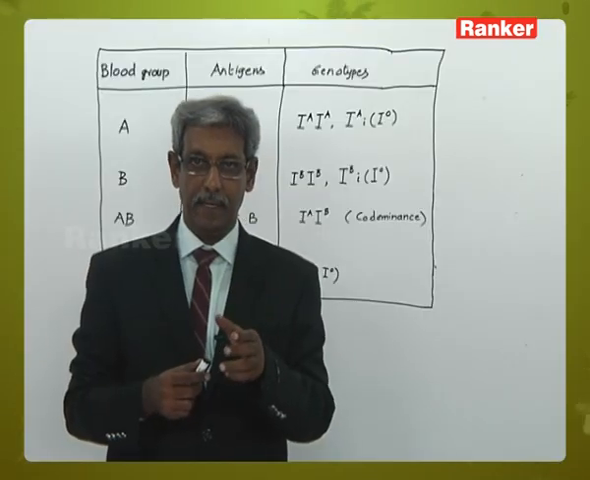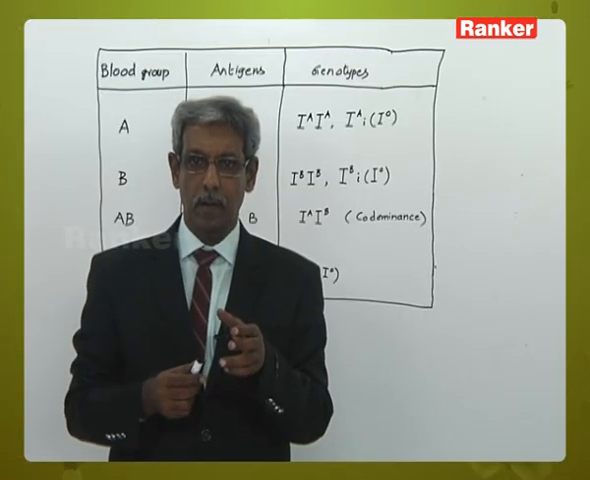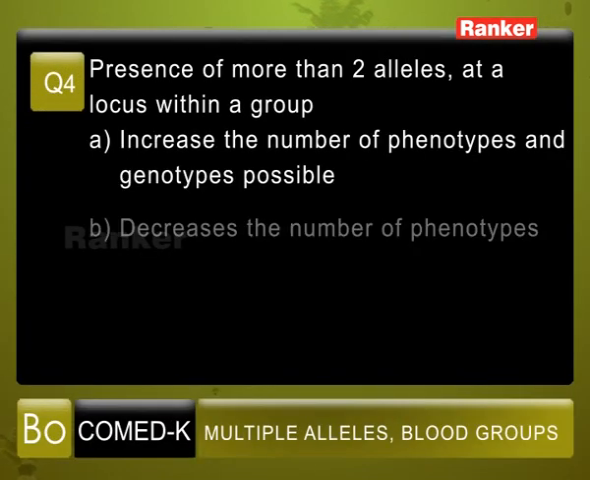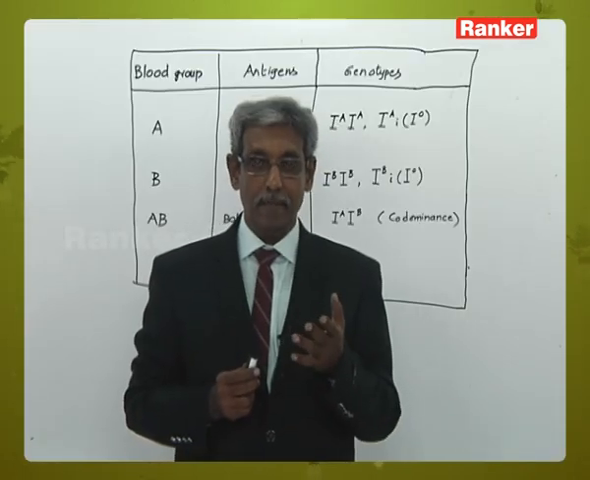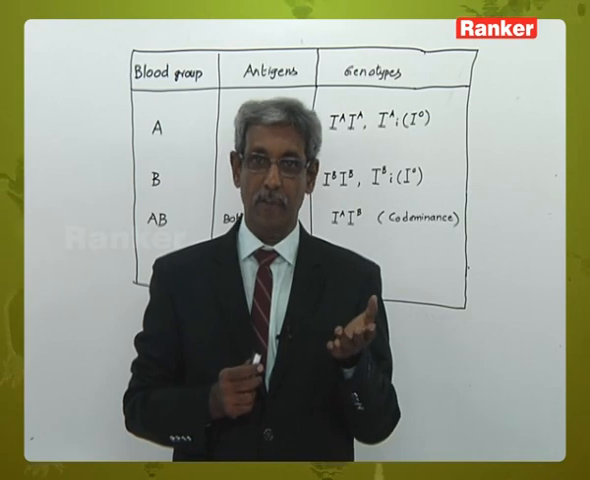The fourth bit in the objective asks you that at a particular locus for a particular character, when you have more than two alleles present, there is definitely an increase in the number of phenotypes as well as the number of genotypes, because the more the genotypes, the more the physical expression of the phenotype.